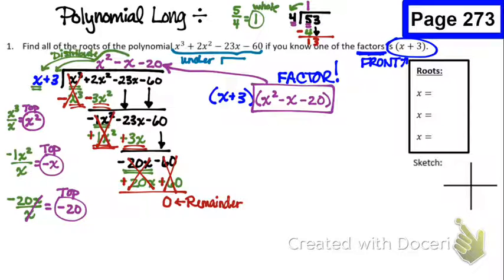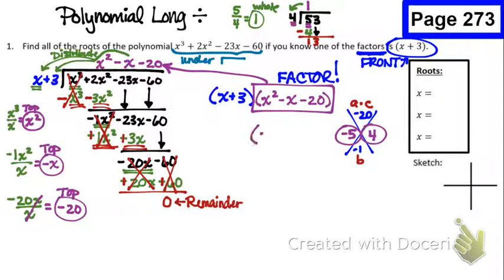Can I use the shortcut on this one? Yes, I can. So I need 2 numbers that multiply to give me negative 20 and add to negative 1. What do you know of that'll multiply to negative 20 but add to negative 1? Negative 5 and a positive 4.